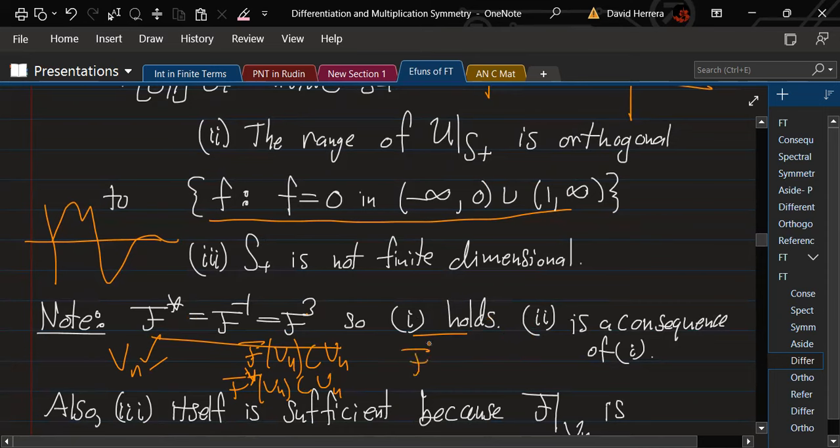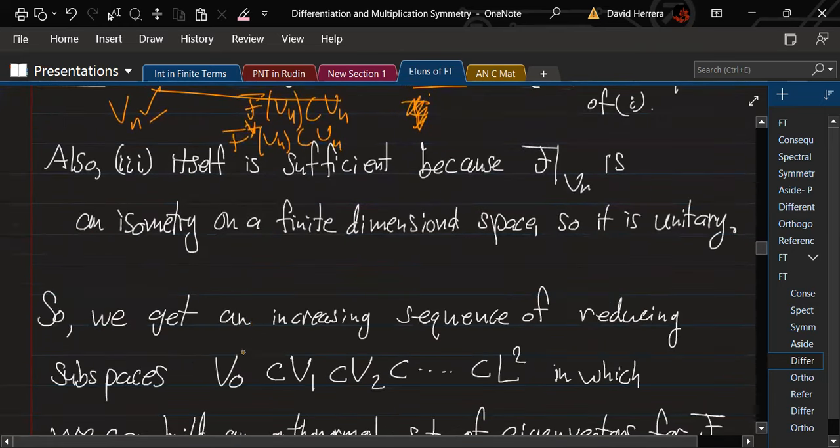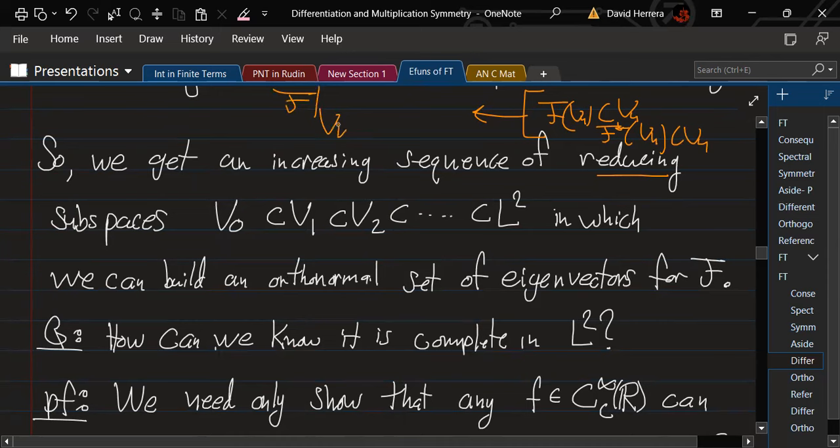It's what I said earlier about 2, so I'm not going to go into that. Okay. So what do we get from all this? We get an increasing sequence of reducing subspaces. Reducing is just saying that f Vn belongs to Vn, and f star of Vn belongs to Vn. Based off these 2 facts, f restricted to Vn is unitary. And these are finite dimensional, so we basically have a unitary matrix on this finite dimensional subspace.